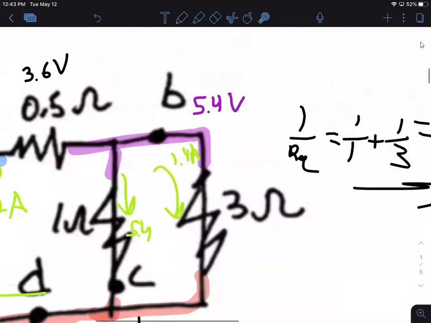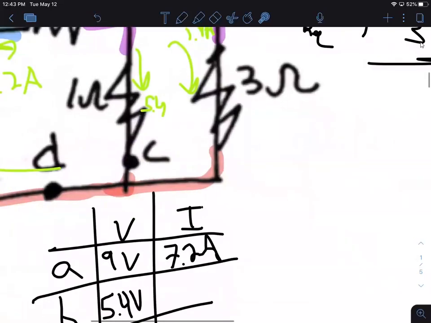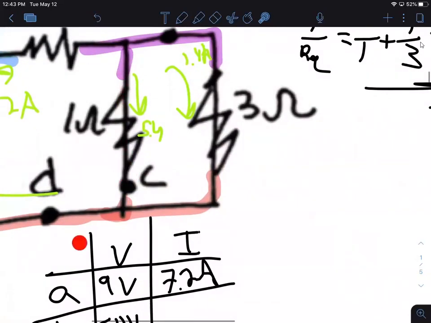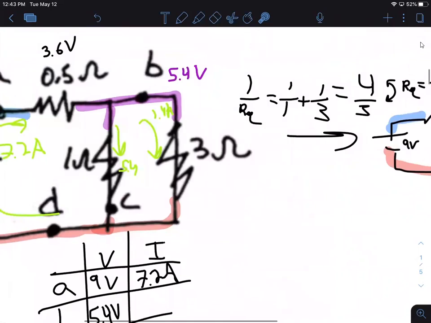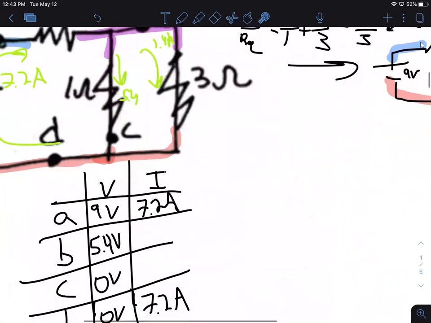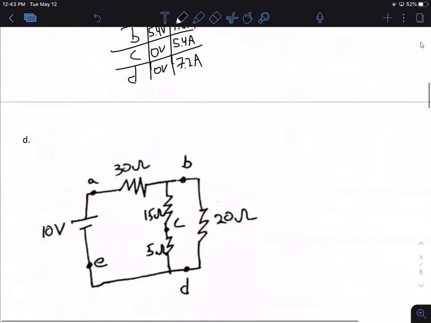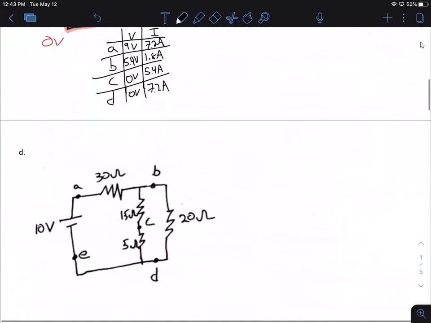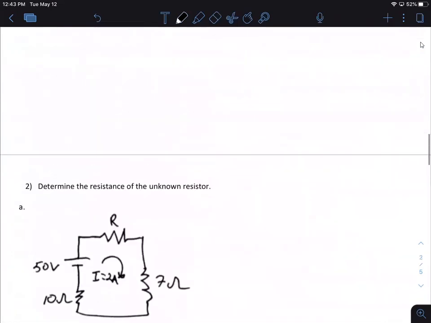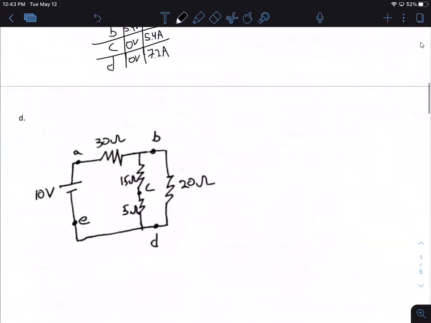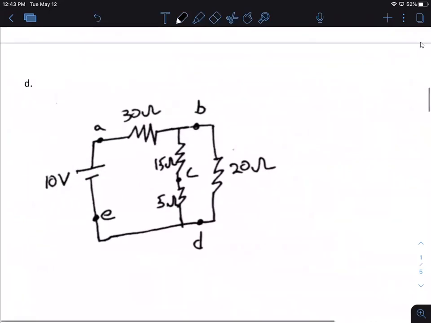So let's write those again down here, especially if you couldn't read my handwriting there. So that's the current through B, is 1.8. That's what's going through this resistor. C, it's on the same path as this resistor, so it's getting the 5.4. 5.4 amps, 1.8 amps. All right, D. Almost through these. This is quite the long assignment here.